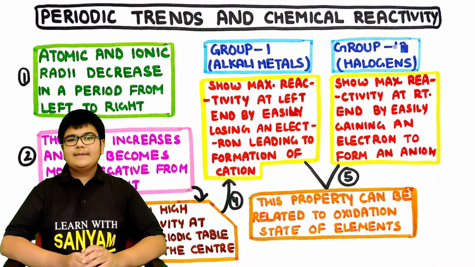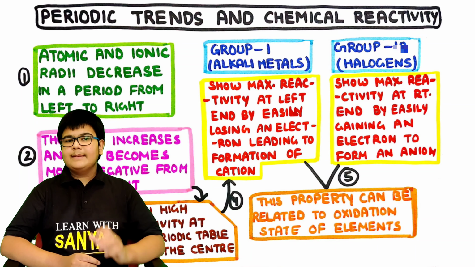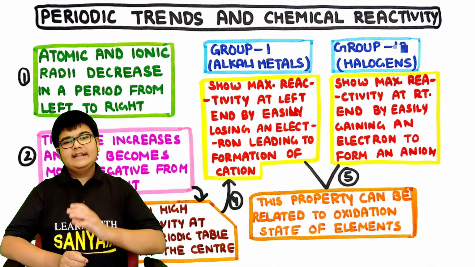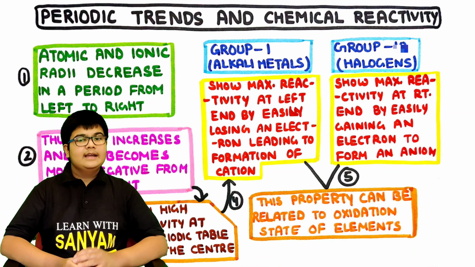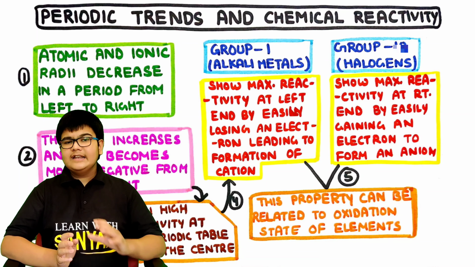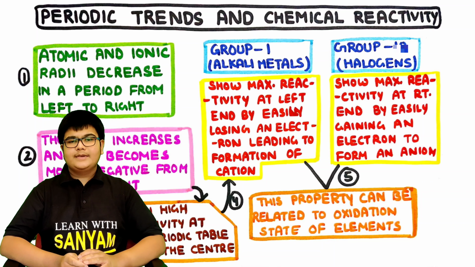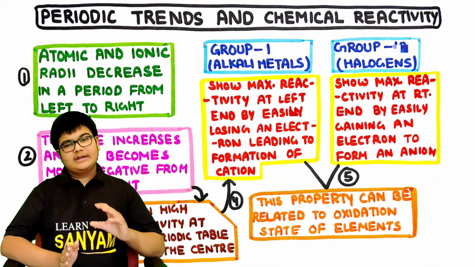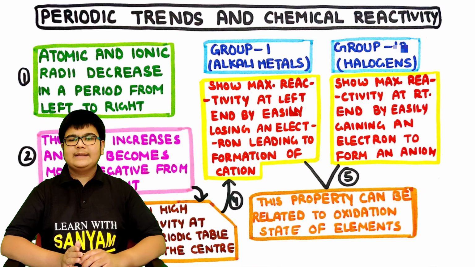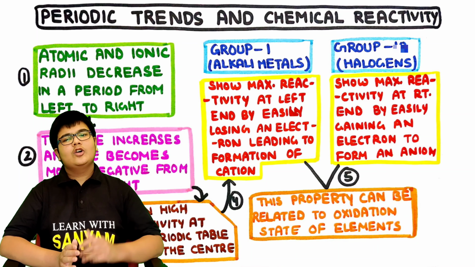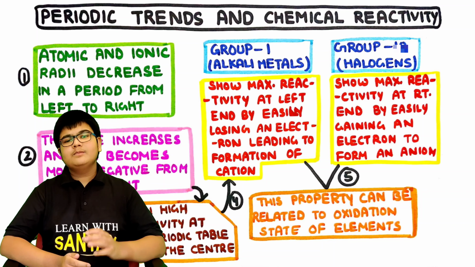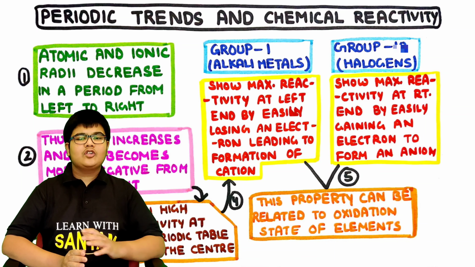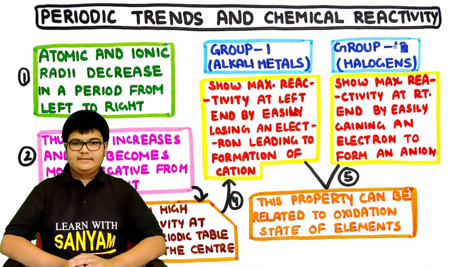Group 1 elements, which are also called alkali metals, show the maximum reactivity at the left end of the periodic table. This is because they can easily lose an electron, leading to the formation of a cation. Similarly, on the right end of the periodic table, the group 17 elements, also called halogens, show maximum reactivity because they can easily gain an electron to form an anion.